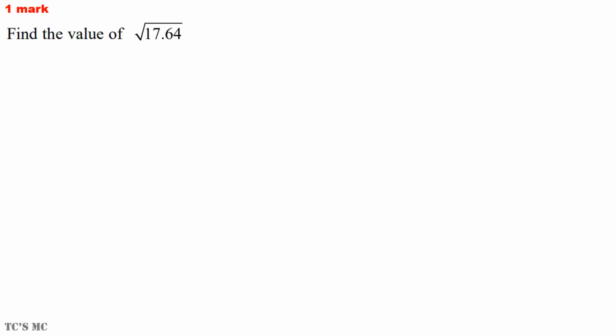Find the value of the square root of 17.64. This question is checking you know how to use your calculator. So find the square root button, then type in 17.64. And when you press equals, the answer should come out as 4.2. And in the mark scheme, all they're looking for is 4.2 for the 1 mark.